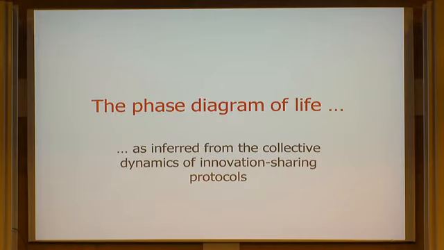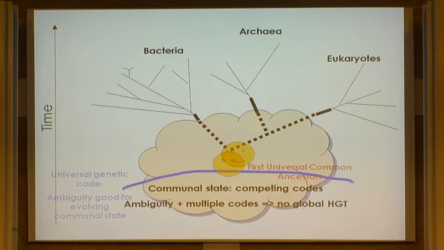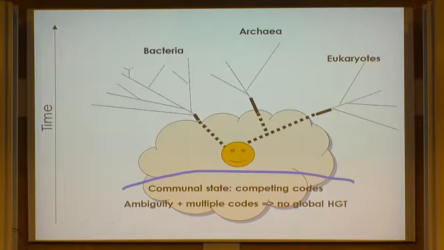Okay, so what have I told you in this talk? So I've told you the phase diagram of life. Here is the bacteria, the archaea, and the eukaryotes. Here's the last universal common ancestor. This is our cloud of ignorance surrounding what happened back then. So what I've told you is this. If early life created a set of organisms, all of which had various different forms of genetic code, those organisms are able to tolerate ambiguity. If you put a new part in, they'll still work, but there's no global horizontal gene transfer.